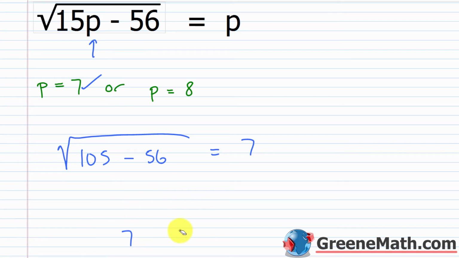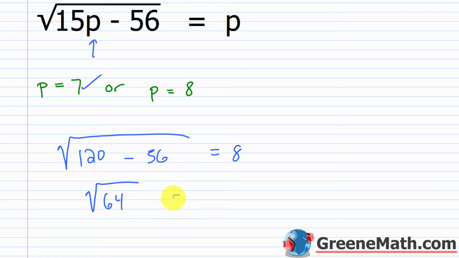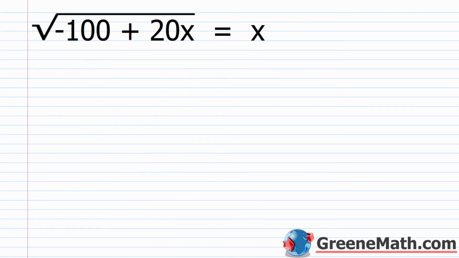For the next one, we have 8. Okay, so let's try that out. Now, this stays the same. And 15 times 8 now would give me 120. So if I do the square root of 120 minus 56, that's the square root of 64. 120 minus 56 is 64, so this would be the square root of 64 is equal to 8. And we know that's true, right? This would be 8 equals 8. So this is a valid solution as well. So here, p equals 7 or p equals 8. All right, let's take a look at another one.